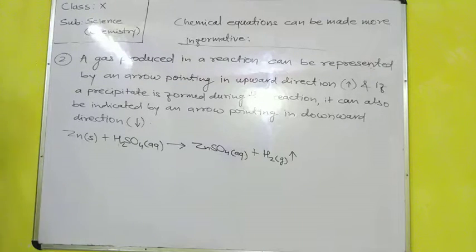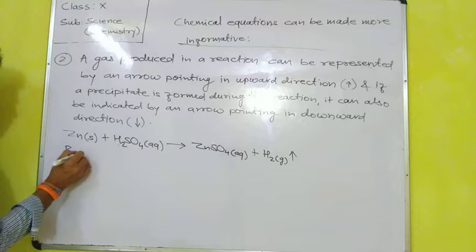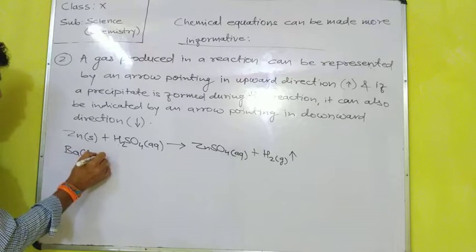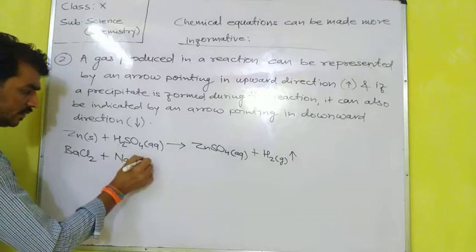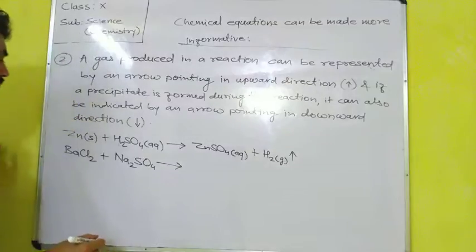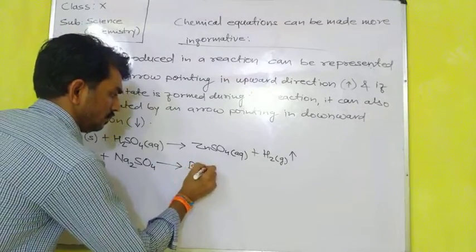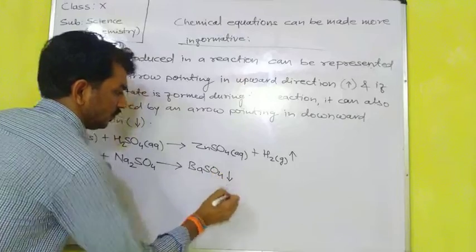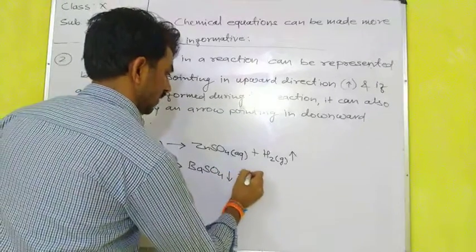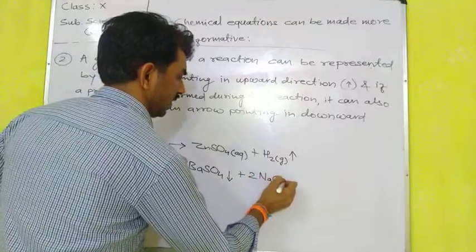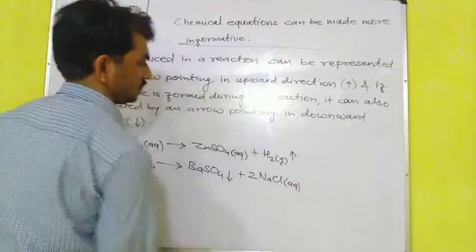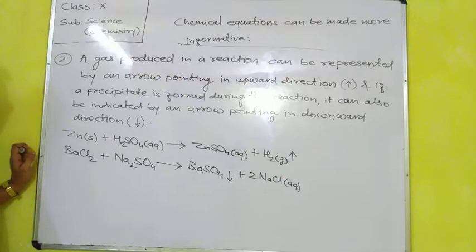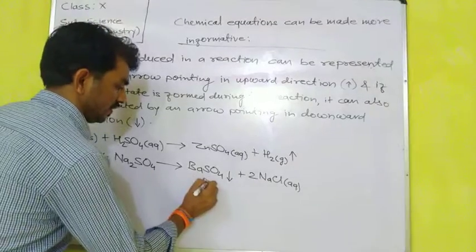Next, an example in which a precipitate is formed. Suppose barium chloride reacts with sodium sulfate. Then it forms barium sulfate, BaSO4, plus 2NaCl. The 2NaCl is in the liquid form, aqueous form. Clear? So barium sulfate here is the precipitate, PPT.